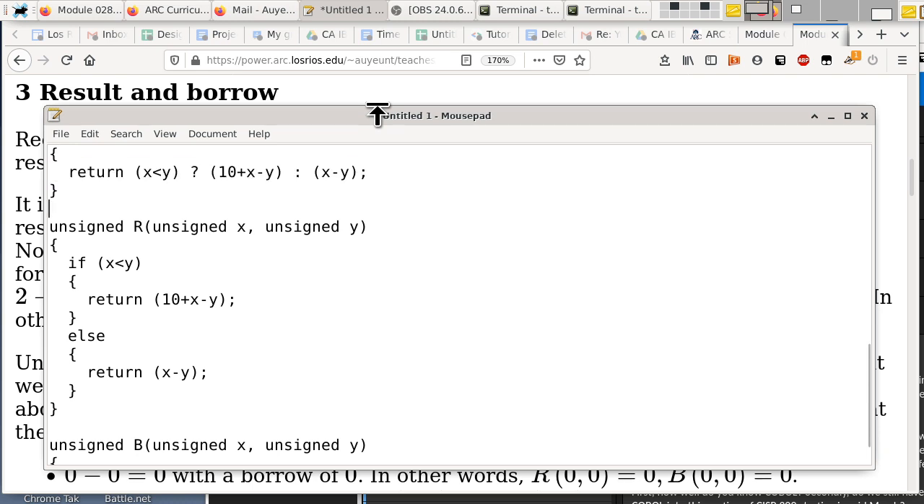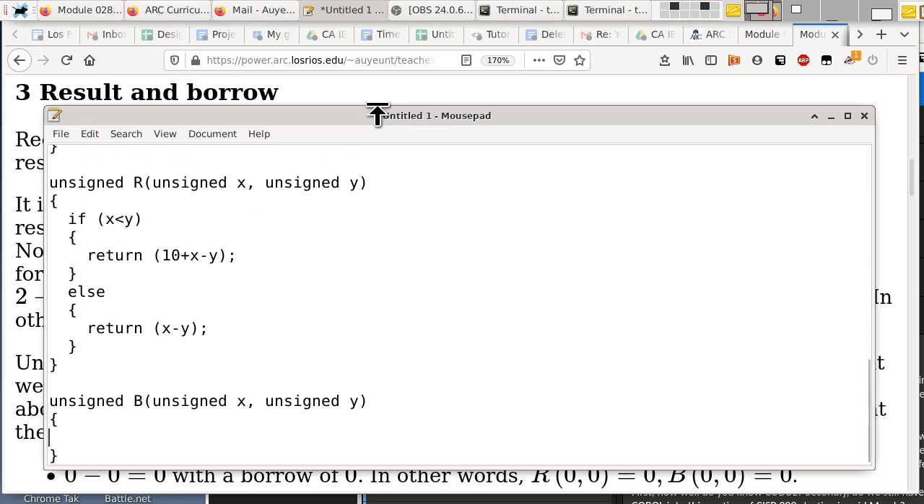Let's use the ternary operator because I really want to force you guys to think in ternary operator for a little bit. X is less than y, return 1, otherwise return 0. There you go. That's your borrow. Do we need to borrow? Well, is x less than y? Yes. Okay, then we have a borrow of 1. If not, then we have a borrow of 0.